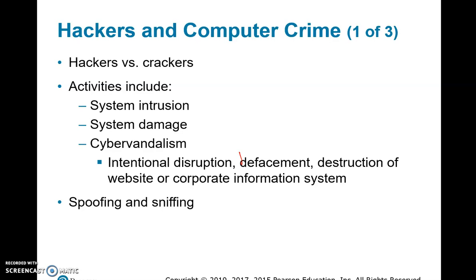In other words, hackers are constantly looking for flaws in the computer systems and internet security of organizations, and their sole aim is to rectify these flaws and improve the security of the content. So hackers are good people, right? Crackers, on the other hand, are awful guys. Their main purpose is to break the security and take things away. Activities include system intrusion, system damage, and of course cyber vandalism and all that stuff.